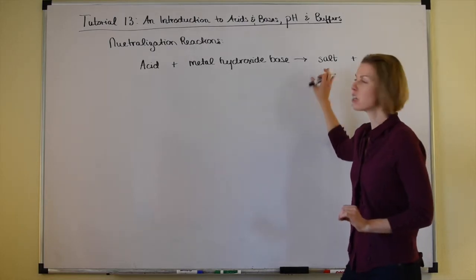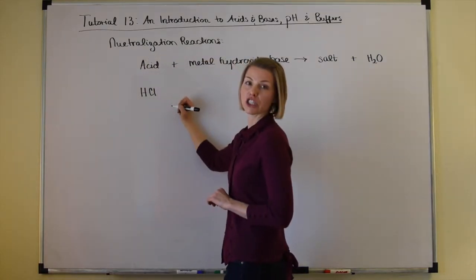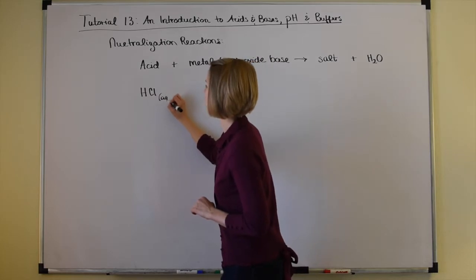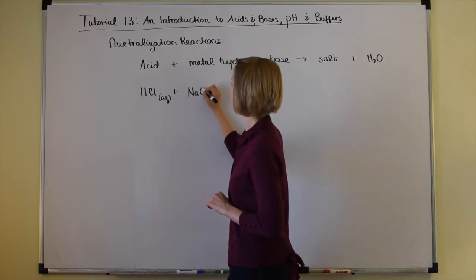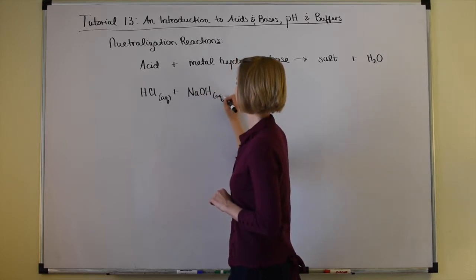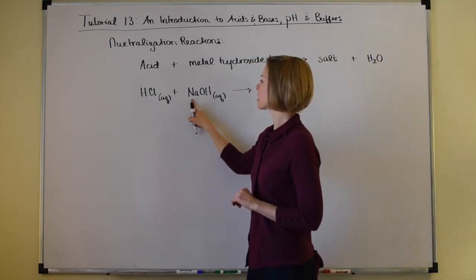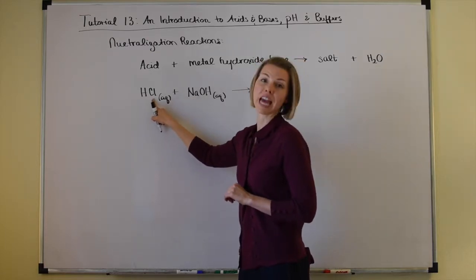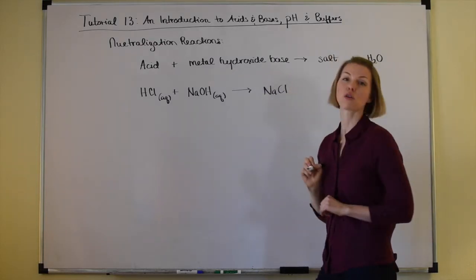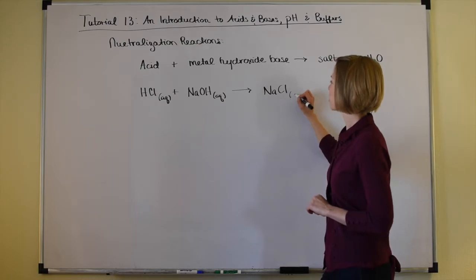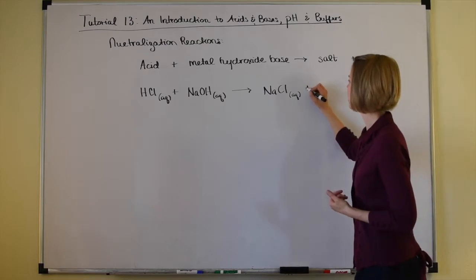The salt will be composed of the cation of the base, combined with the anion of the acid. So let's take a look at a real reaction. For our acid, let's use hydrochloric acid. We said this is going to be an aqueous solution. And for our metal hydroxide, let's use sodium hydroxide, again aqueous solution. Okay, so our cation from the base is going to be combined now with the anion from the acid. So our salt will be NaCl, sodium chloride, for this reaction. You can check a solubility chart. You'll find that that ionic compound is soluble in water. So I'm going to go ahead and write the state as aqueous.